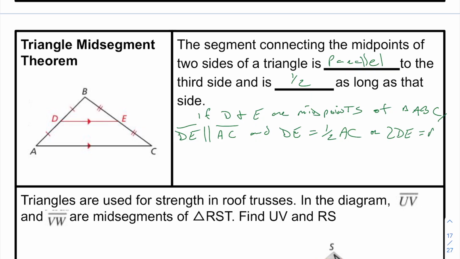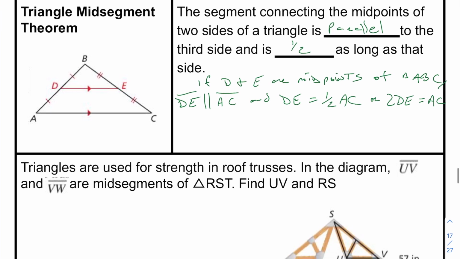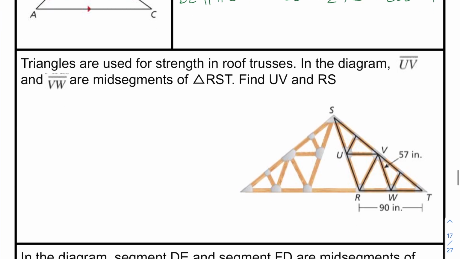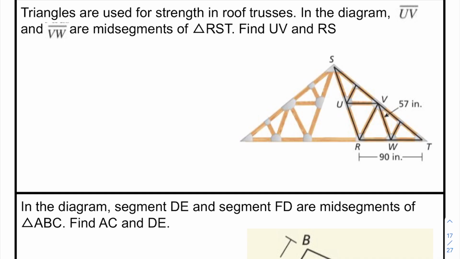2DE equals AC, which is just DE equals 1/2 of AC, multiply both sides by 2 to get rid of the fraction. But by just saying it up front, it puts it in the front of our mind and lets us use it a little quicker. So let's look at and let's use some mid-segments.